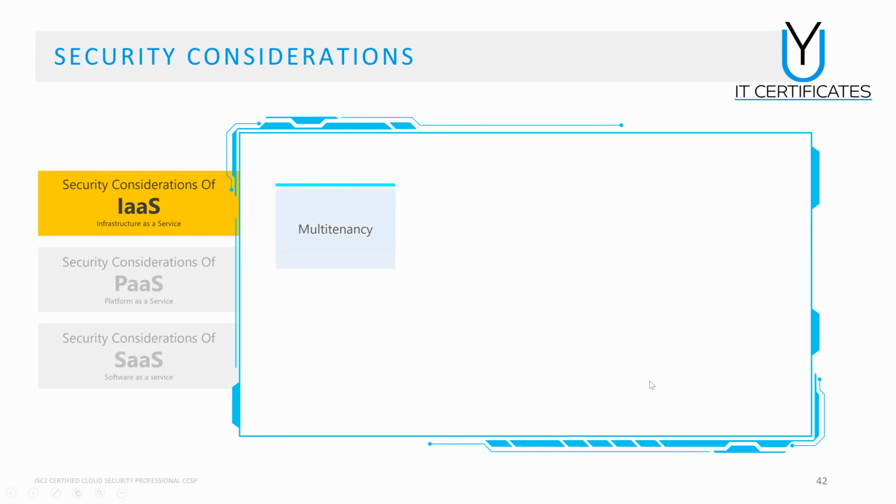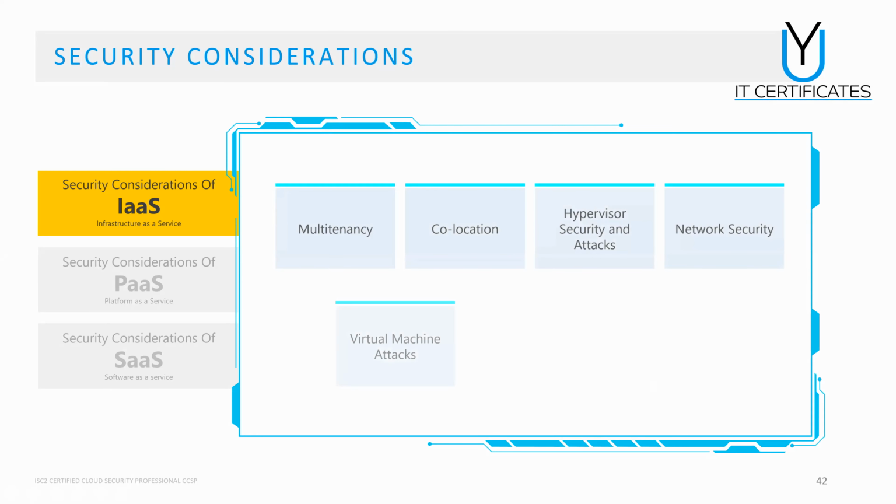Okay, in this session, we will speak about some important security considerations. And these considerations will be split per the type of the service. For example, in the IaaS, we have some problems such as multi-tenancy.